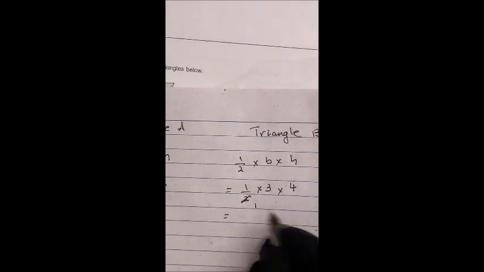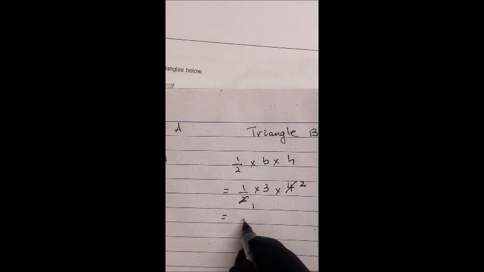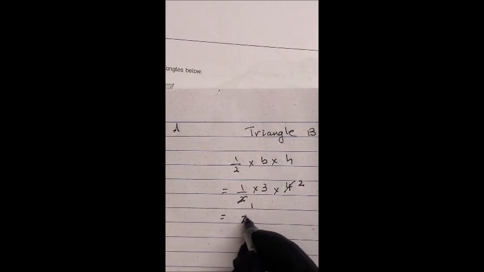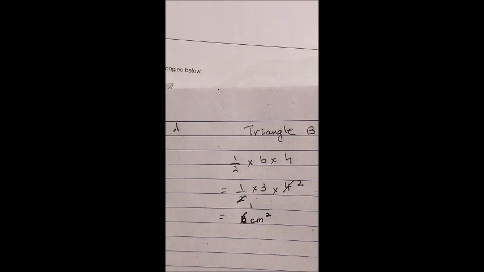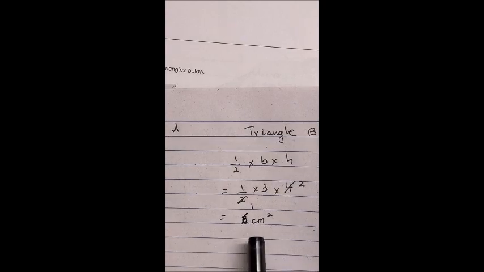2 times 1 is 2. 2 times 2 is 4. So what do you get here? 3 2s are 6. So 6 centimeter square. Alright, I have multiplied 3 by 2 and it gives me 6 centimeter square.